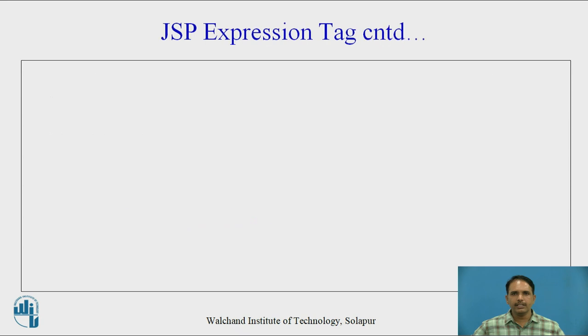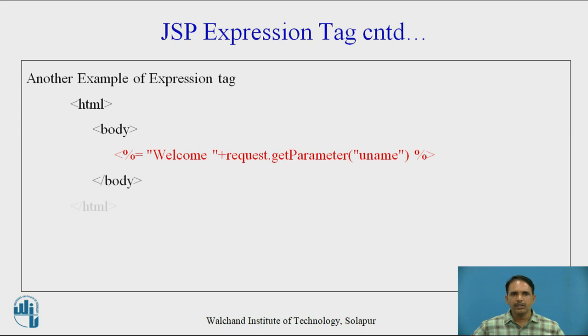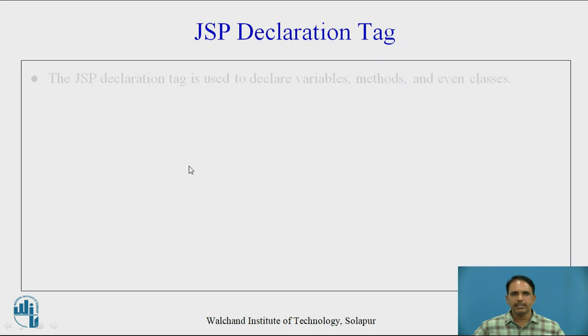to generate responses. Another example where initially we fetch the data from request object using request.getParameter and mentioning the parameter name, and then using it in generation of any of the output. So this is how you can use expression tag.